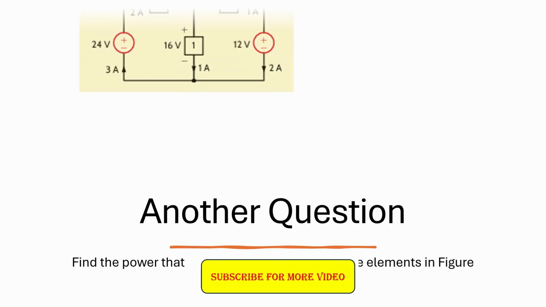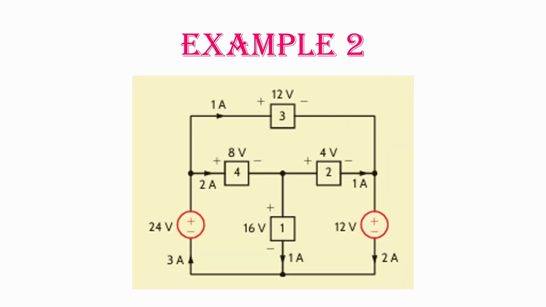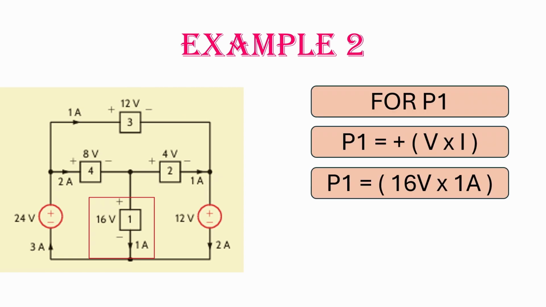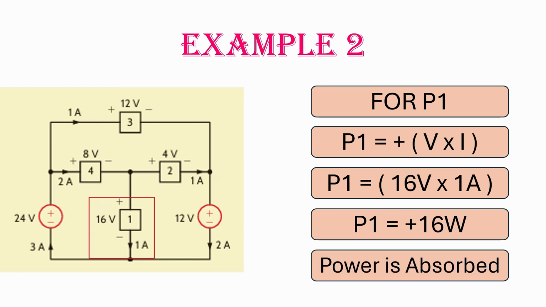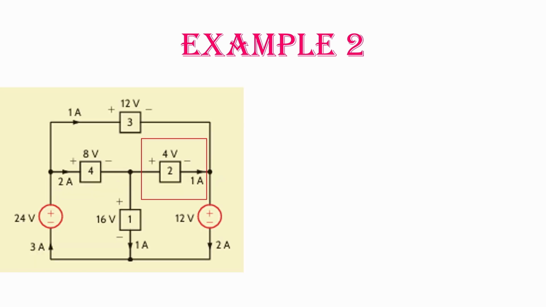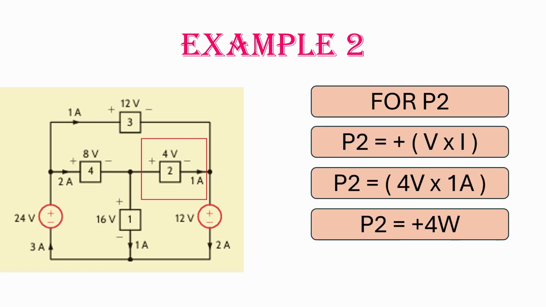Now, let's look at a more detailed example to master this. In this circuit, we have 6 different elements. For P1, the current of 1 ampere enters the positive terminal of 16 volts. So P1 is equal to positive 16 watts, meaning it is absorbing power. For P2, the current of 1 ampere enters the positive terminal of 4 volts. So P2 is equal to positive 4 watts, meaning it is absorbing power.